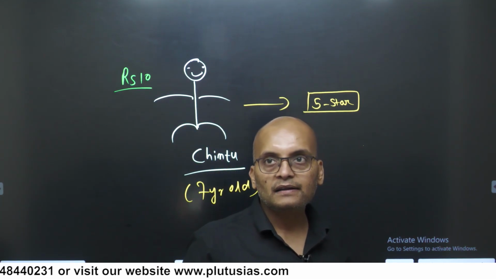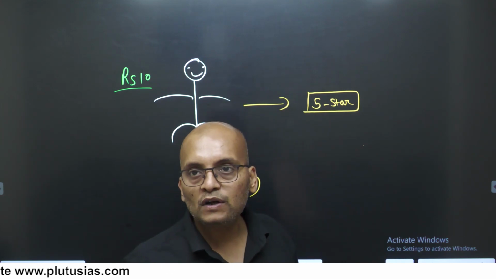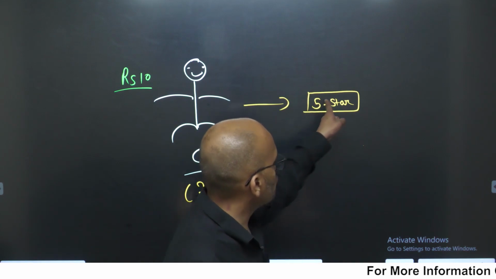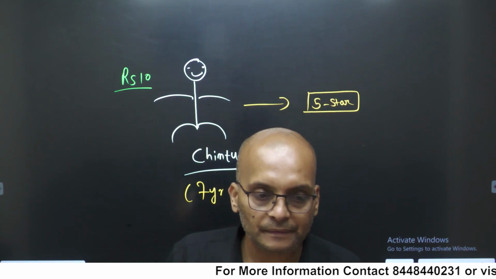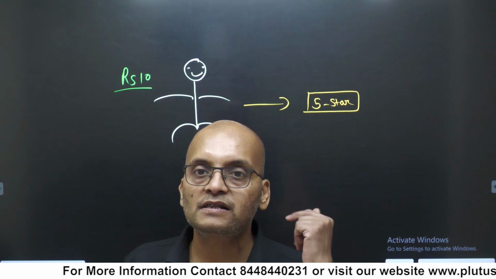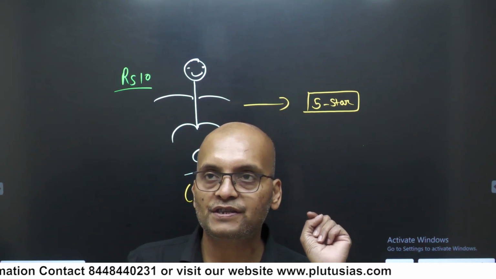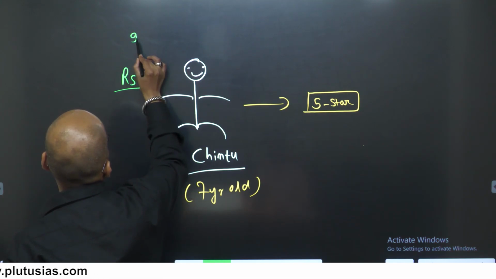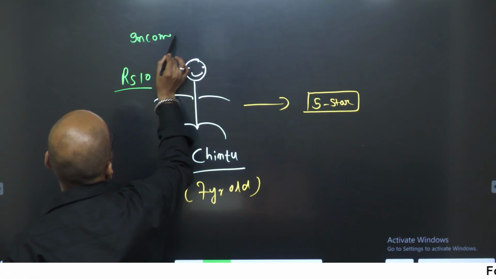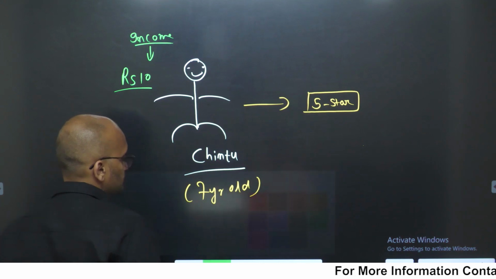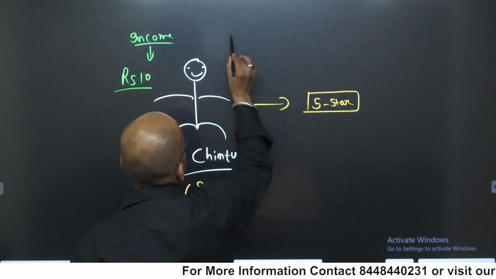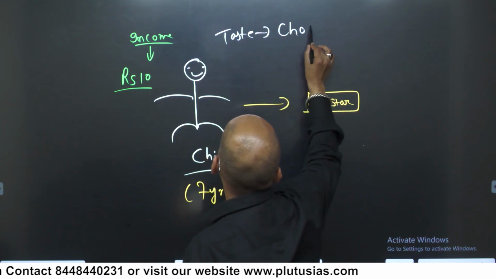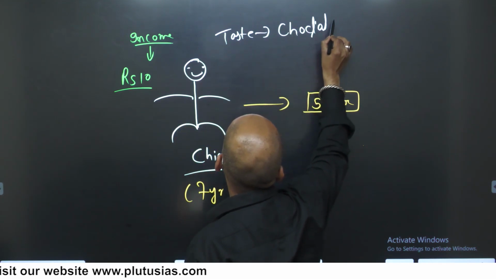Pay attention. Now, Chintu likes chocolates. He gets pocket money of 10 rupees. So he purchases 5-star. Right. Pay attention, Akash. So he purchases 5-star because his income is how much? This is his income. 10 rupees. Okay. What is his taste? His taste is chocolate. Okay.